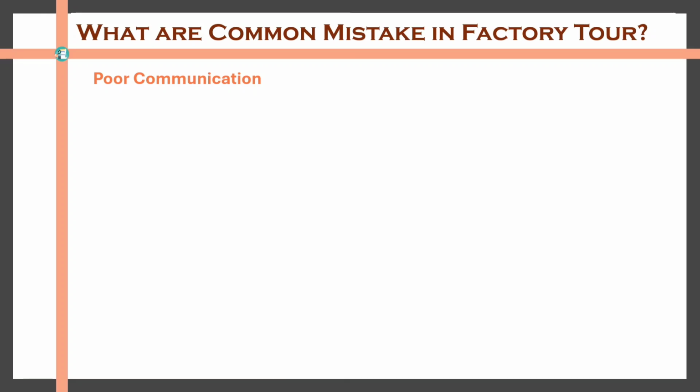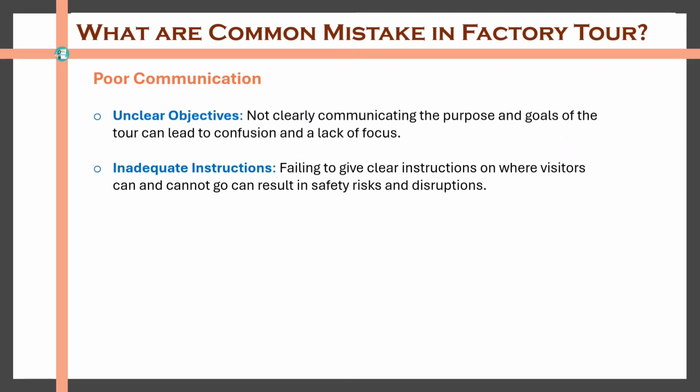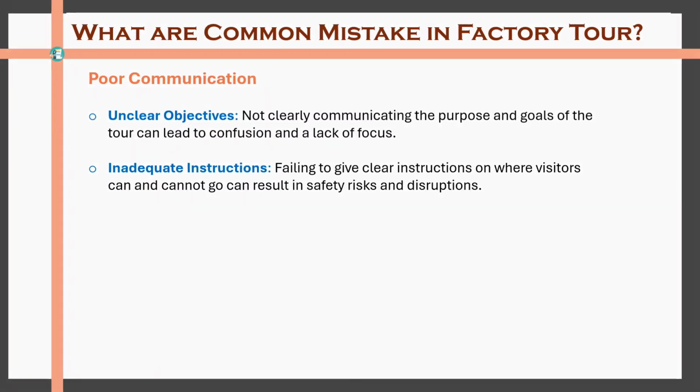Next is poor communication. Unclear objectives: not clearly communicating the purpose and goals of the tour can lead to confusion and a lack of focus. Inadequate instructions: failing to give clear instructions on where visitors can and cannot go can result in safety risks and disruption.